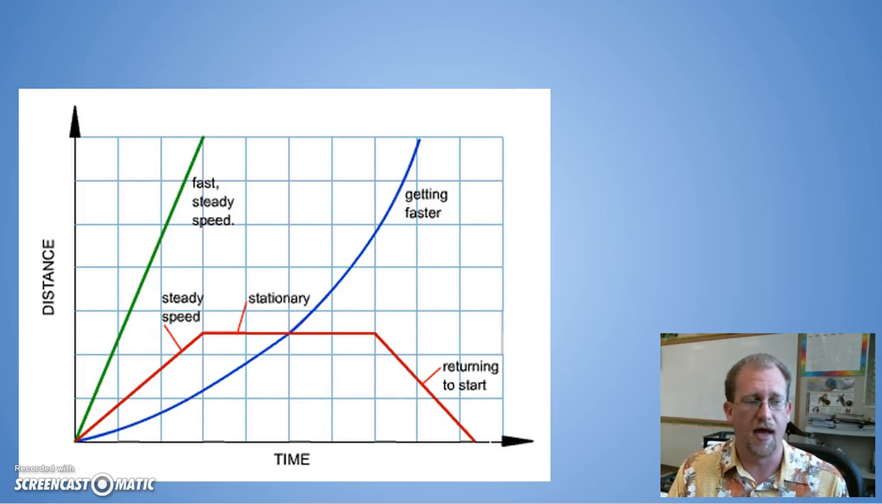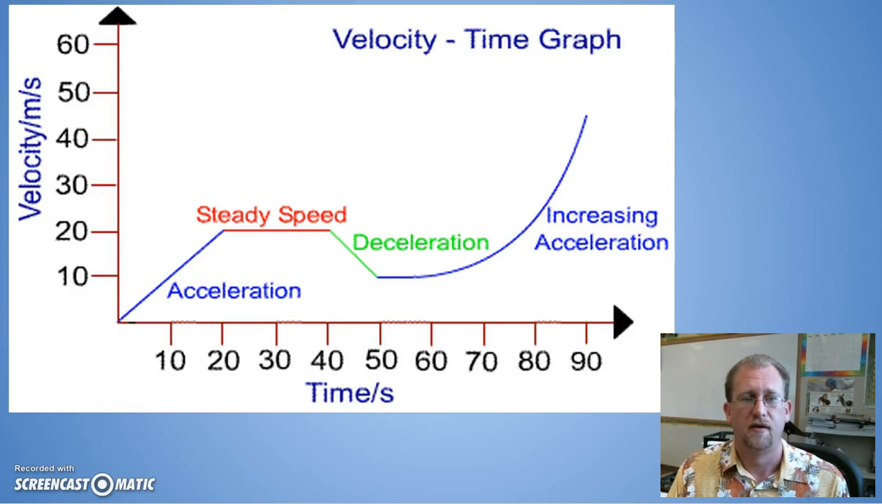And now we have some velocity graphs. Now this looks similar, but notice it's velocity, meters per second, not distance from my origin, and then time. So this is not, I'm getting further from my reference point. This is, I am accelerating, because this is how fast I'm going now over time. My speed is going up, I'm accelerating.